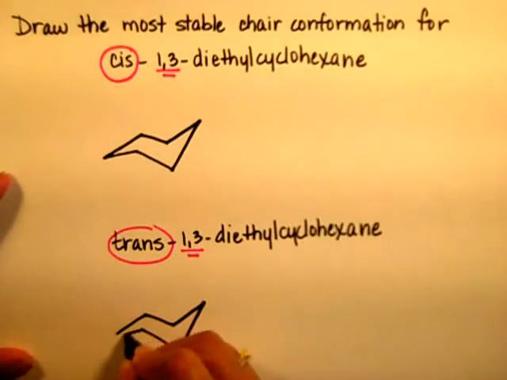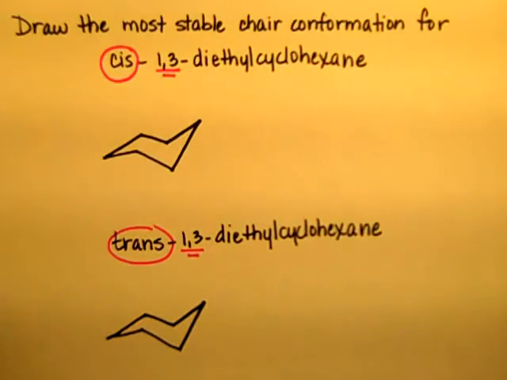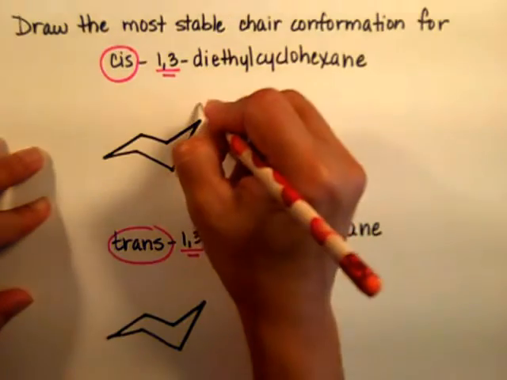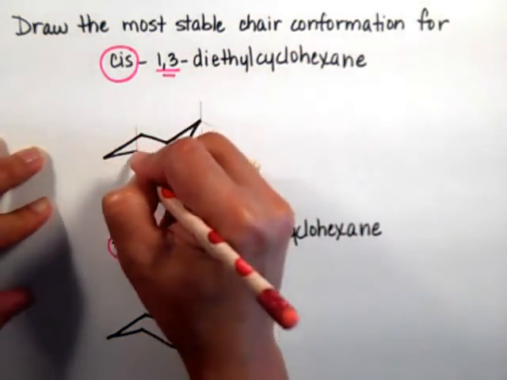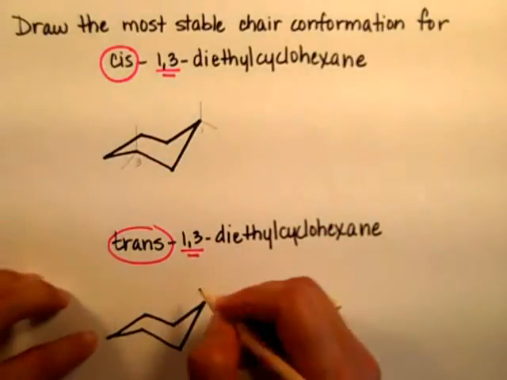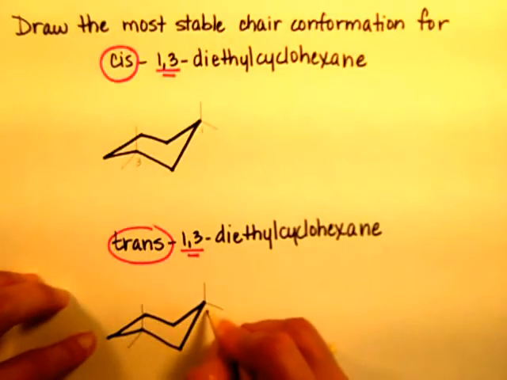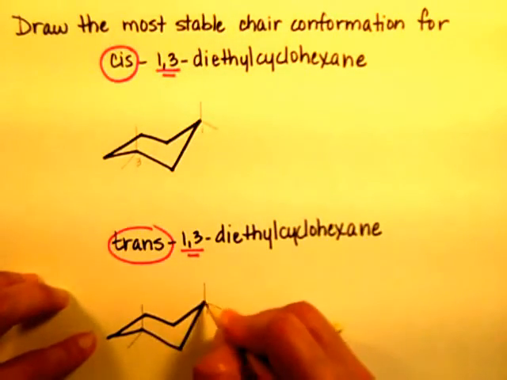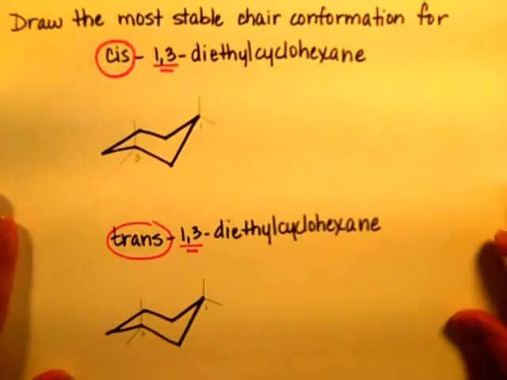You should always practice drawing your chairs. I'm going to, with a pencil, which I had a pencil somewhere. There it is, I found it. I'm going to mark my axial and equatorial positions on carbons 1 and carbons 3. So you may not even be able to see the pencil, but this is carbon 1 right here, one up, one down, and this is carbon 3. I do that just to make sure that I'm doing this right.